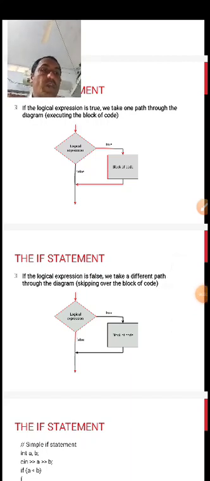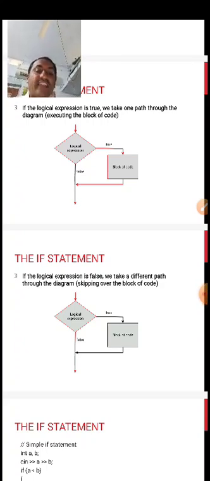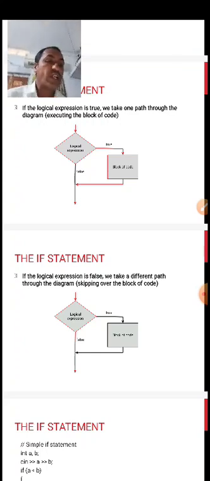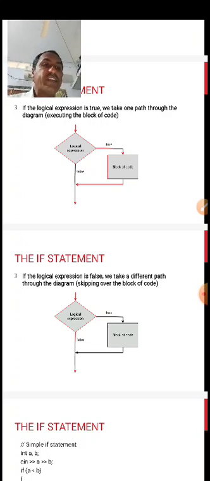The if statement can be followed by an optional else statement, which is executed when the Boolean expression is false. This is the if else statement in C++.